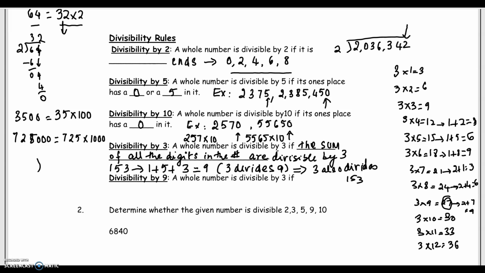Let's double check. Let's divide 153 by 3. 3 times 5 is 15. Subtract. Bring the 3 down. 3 times 1 is 3, leaving a remainder of 0, which means 153 is equal to 3 times 51. So this is the test for divisibility by 3. Add all the digits. Whatever number you get, check if that is divisible by 3, which means does 3 go into 9? Yes, it does, which means yes, 3 divides the number that you started with.